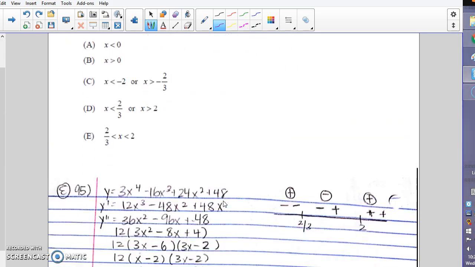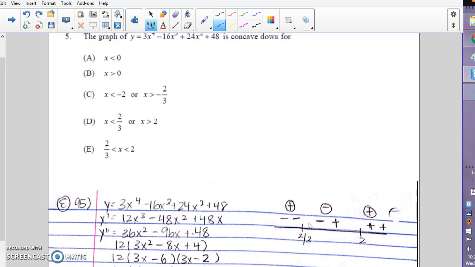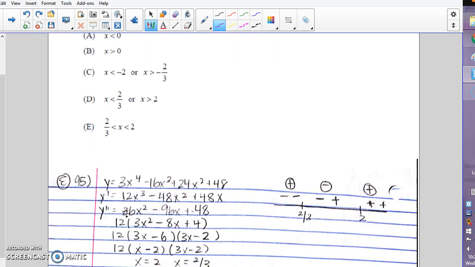Where is this function concave down? So that's second derivative. You should get x equals 2 and 2/3 as your 2 places as point of inflection. Do your sign chart, and you'll see that it's concave down between 2/3 and 2, which I believe is answer E. Yep.